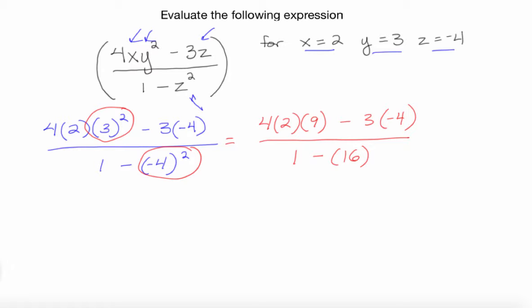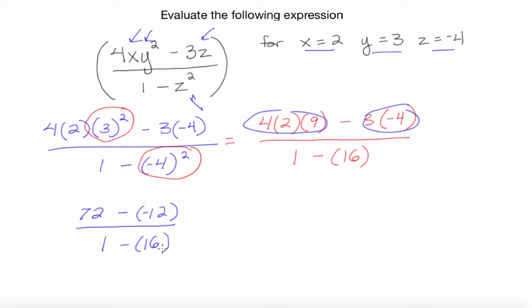Now let's get back to blue. Now let's do multiplication and division. I'm going to multiply all these together, 4 times 2 times 9, and then multiply my 3 times -4 together. So 4 times 2 is 8, 8 times 9 gives me 72, minus 3 times -4 becomes -12. And on the bottom, I've still got 1 minus 16. All right, we've taken care of our exponents, we've taken care of our multiplication. Now let's do some addition and subtraction.